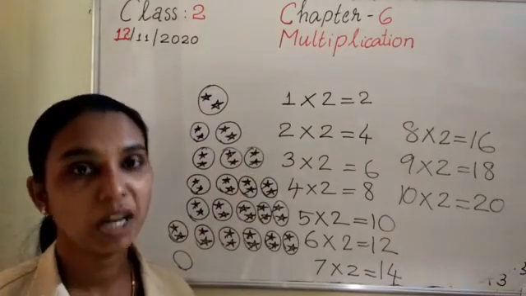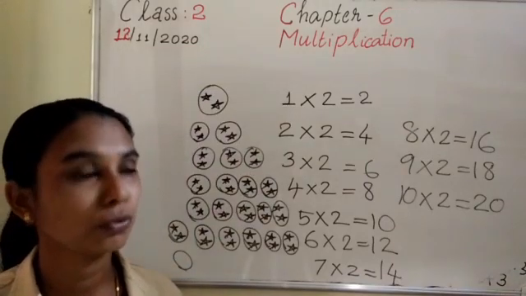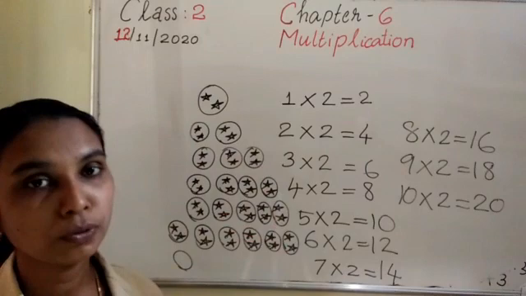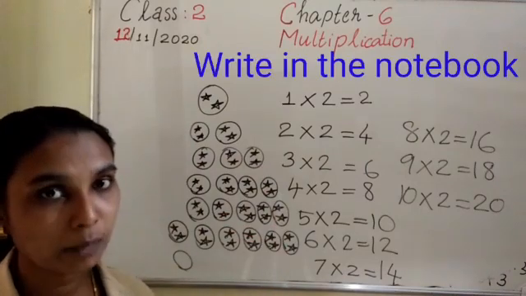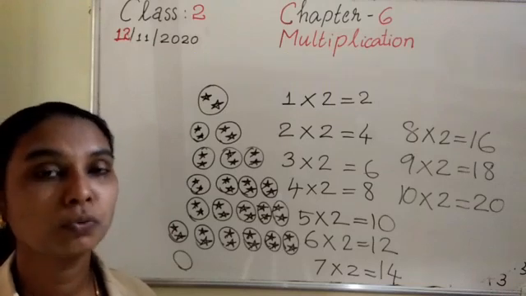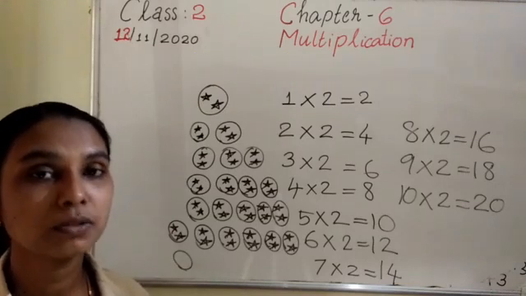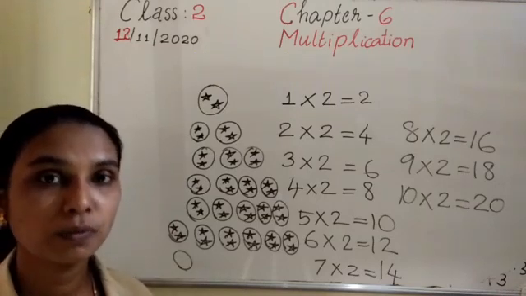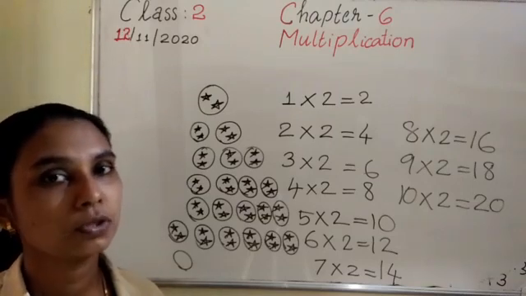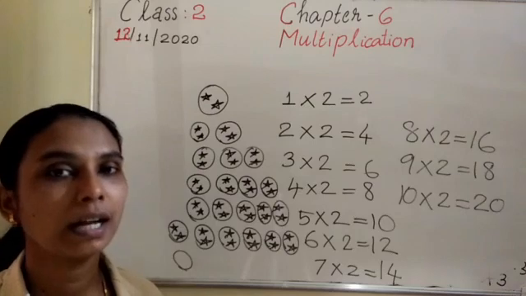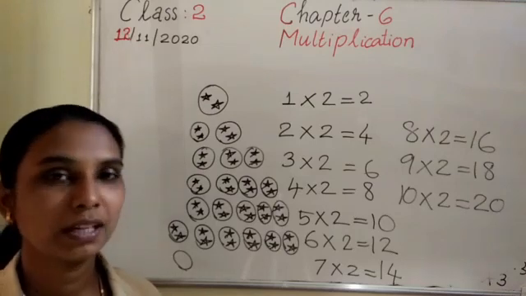You studied the multiplication table for 2. 1 2 is 2. 2 times 2 is 4. 3 times 2 is 6. 4 times 2 is 8. 5 times 2 is 10. 6 times 2 is 12. 7 times 2 is 14. 8 times 2 is 16. 9 times 2 is 18. 10 times 2 is 20.